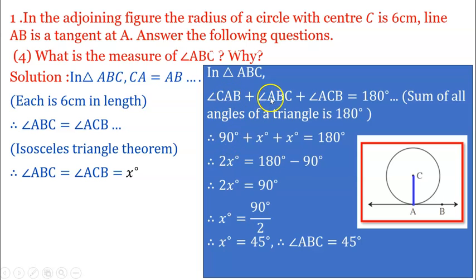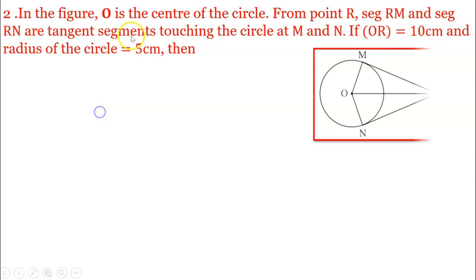CAB is 90. ABC plus ACB, that is x degrees plus x degrees, you will get 2x degrees. 180 degrees minus 90 degrees, you will get 90 degrees. Therefore 2x degrees is equal to 90 degrees. x degrees is equal to 90 upon 2. Therefore x degrees is equal to 45 degrees. Therefore the measure of angle ABC is equal to 45 degrees. Now next question. In the figure, O is the center of the circle.